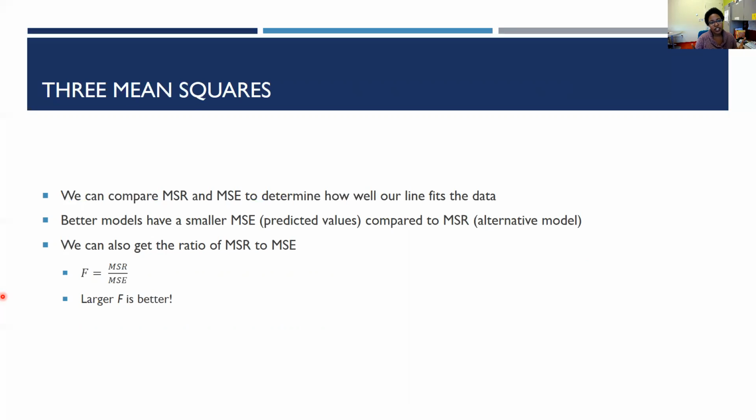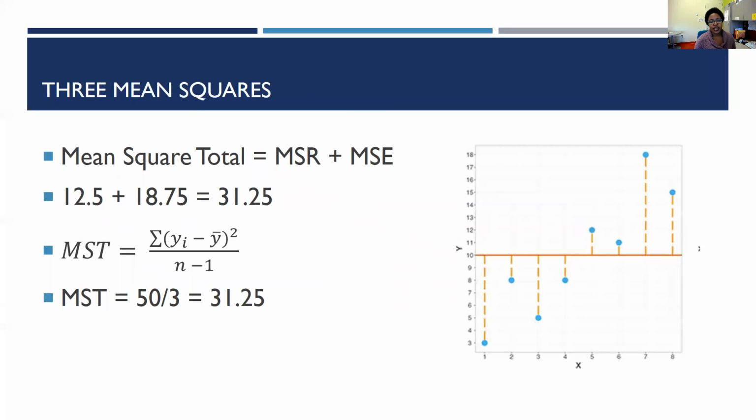Another way to think about these two numbers is to create a ratio from them. So if we get the ratio of the MSR to the MSE, that's going to give us an F value. And in this case, a larger F is better. So we're looking for an F value of 1 or above, and that's going to indicate that that MSR is larger than the MSE. Now, there are 3 mean squares.